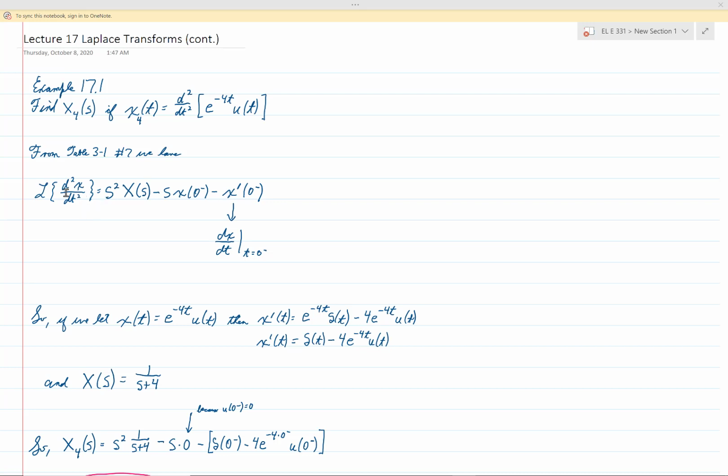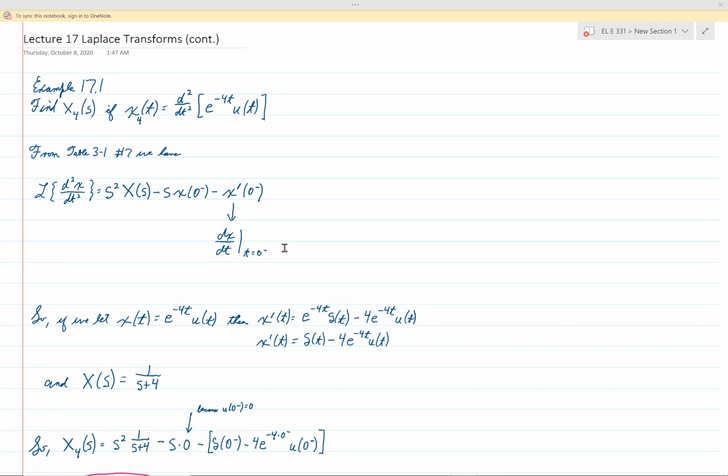So again, coming back down here, the Laplace transform of the second derivative of this function in the time domain is s squared times the Laplace transform of the function itself minus s times the function evaluated in the time domain at 0 minus the derivative of the function evaluated at 0 minus. And notice that this is the derivative. Since little x is in the time domain, this is the derivative with respect to time.